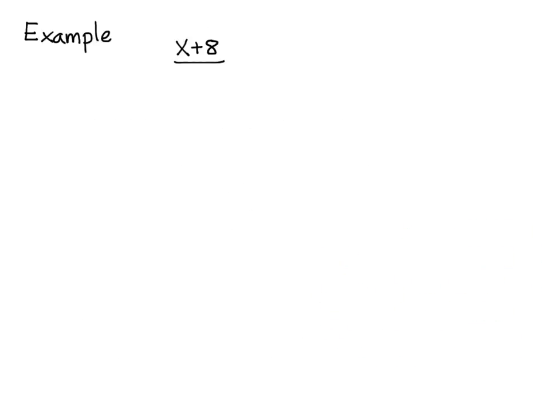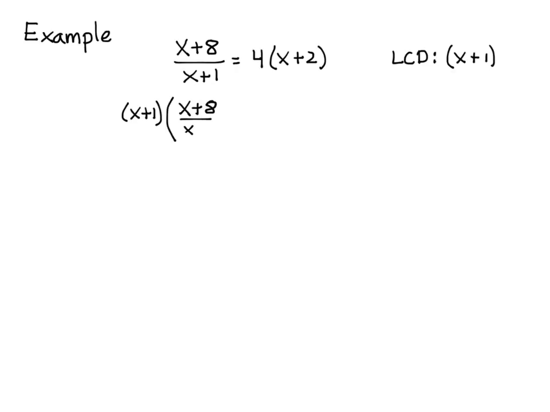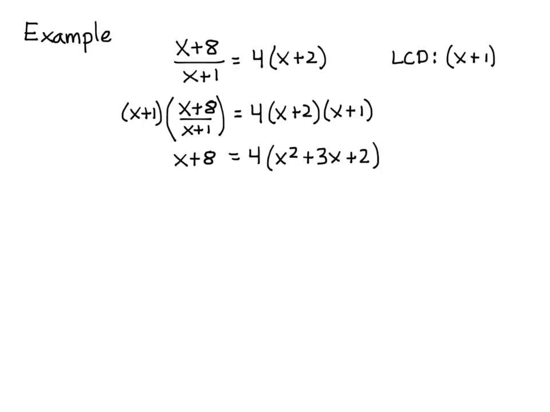Okay, so let's look at another example here. The LCD is x plus 1. And so we're going to multiply both sides by x plus 1. Cancel out the x plus 1s. And notice what happens here. We got a quadratic equation now.